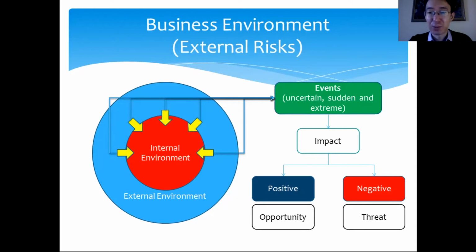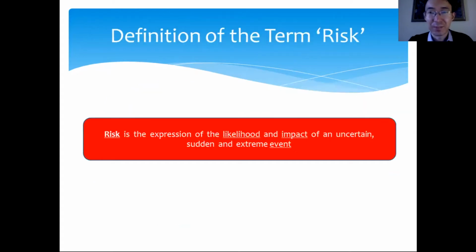So impacts can be positive and negative. Positive impacts are called opportunities, and negative impacts are called threats. We know that from the SWOT analysis, which you have covered in marketing. The SWOT analysis consists of strengths, weaknesses, opportunities, and threats. Strengths and weaknesses are about the internal environment, and opportunities and threats are about the external environment.